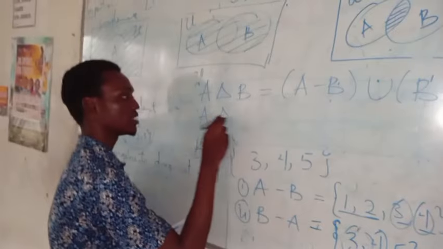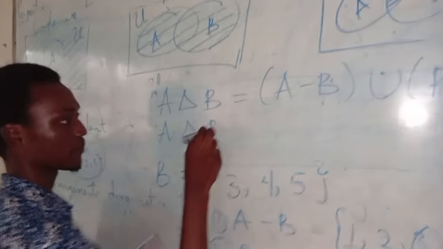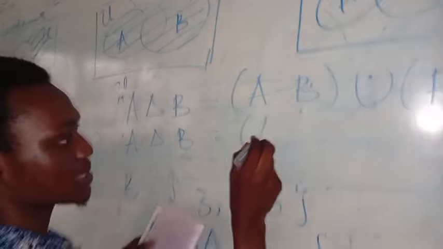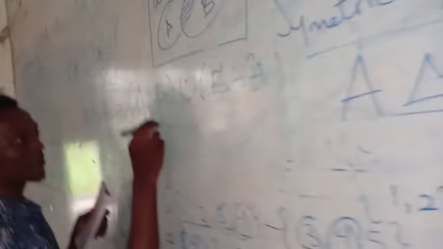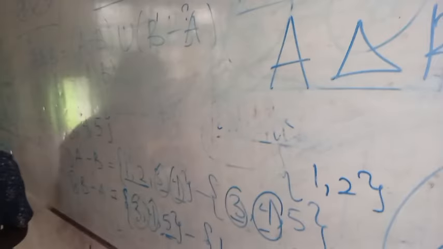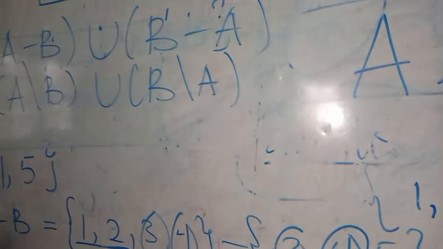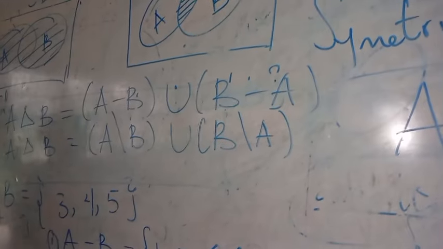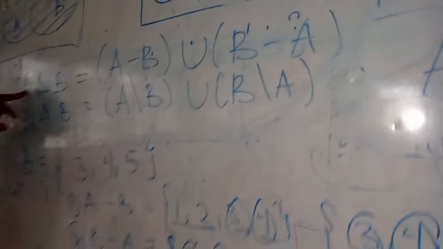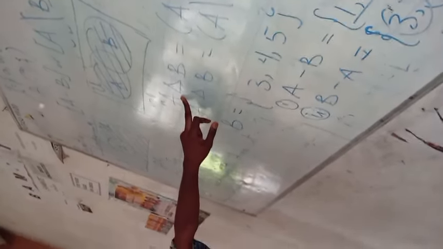Second one, you can express it like this. A symmetric difference B also equals A stroke B, it means the same thing. Do you remember that? Then union B stroke A. That is, you first find the difference between A and B, then the difference between B and A, then find the union of the two. You have your delta, symmetric difference. You get it?